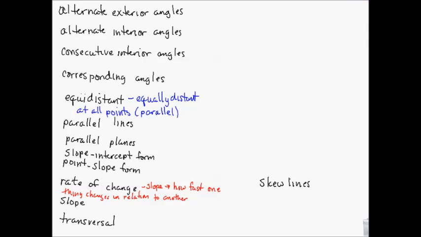All right, slope-intercept form is y equals mx plus b, where m is the slope and b is the y-intercept. And then point-slope form is y minus y1 is equal to m times x minus x1, where (x1, y1) is a point on the line. And m is still the slope.